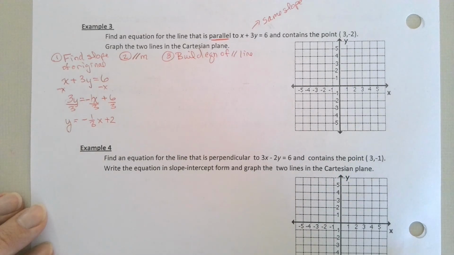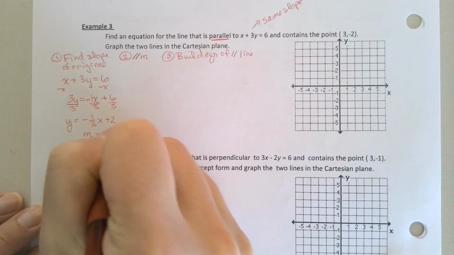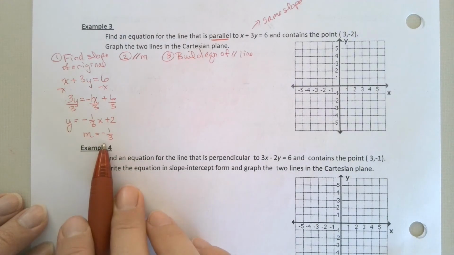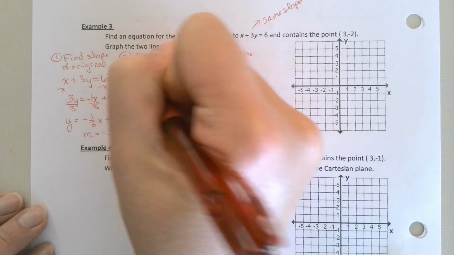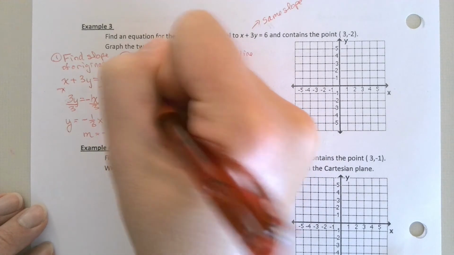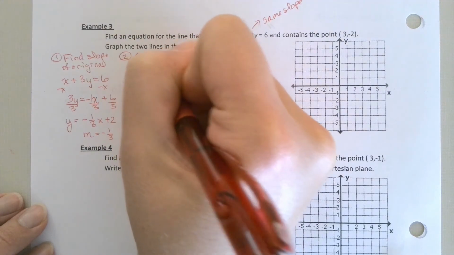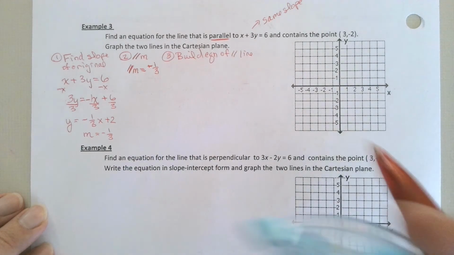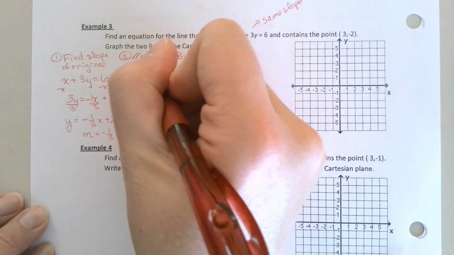So the only thing I want from this original line is my slope. That's really all I want to take from this line. And if my slope of this line is negative 1/3, then any line parallel to it also has a slope of negative 1/3. So that's all I needed. And now we're right back to where we were with the other part of this section.